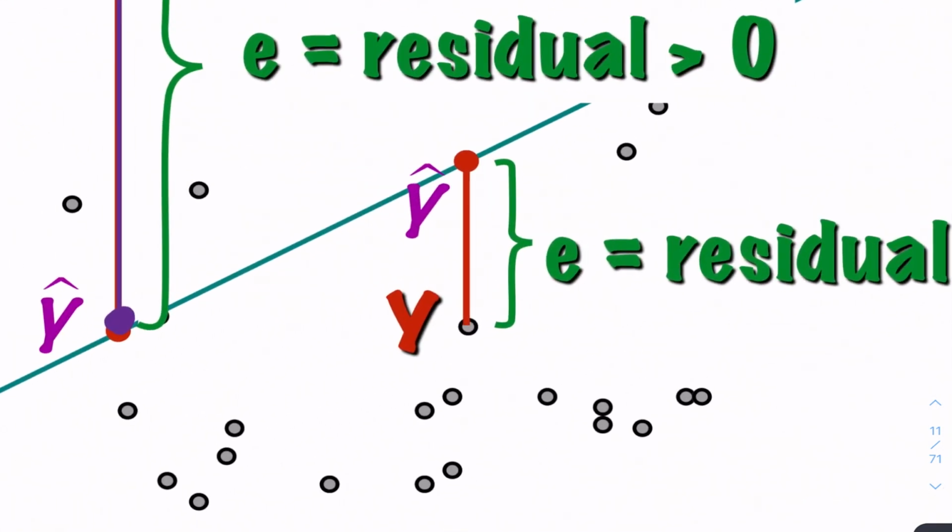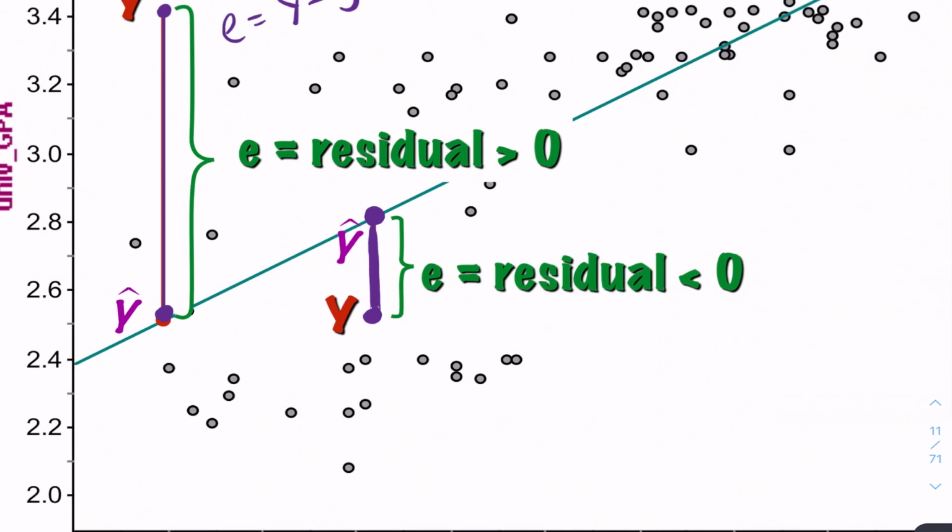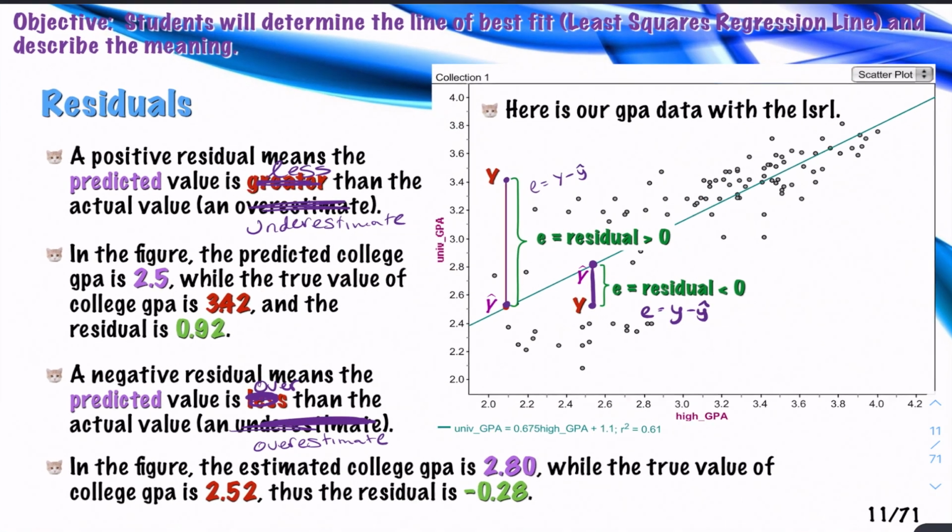So literally, if our data point is below our model, or the residual is negative, remember, y minus y hat is equal to the residual. If that's a negative value, then we are overestimating. Our model is overestimating our actual value.